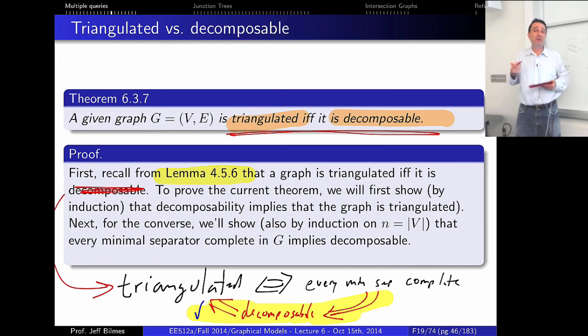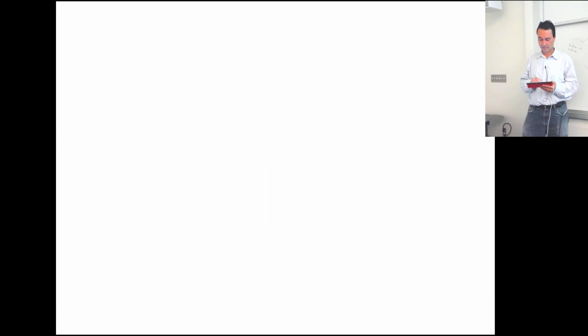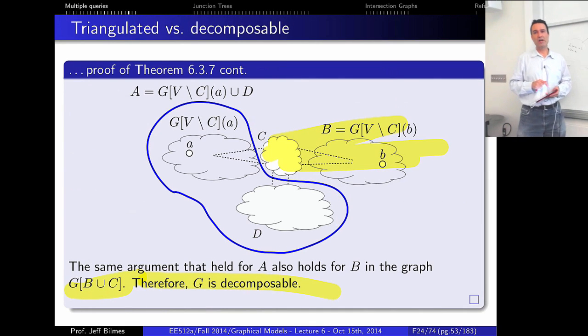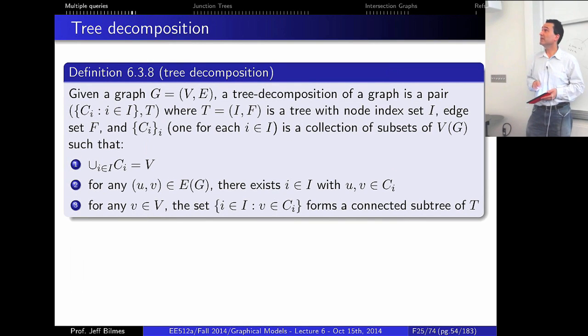So in some sense, the decomposability of the model is really going to be critical for us in doing inference. So you might have wondered why the all minimal separators are complete property is important. It's because it allowed us to easily prove this theorem. So, are there any questions on this?